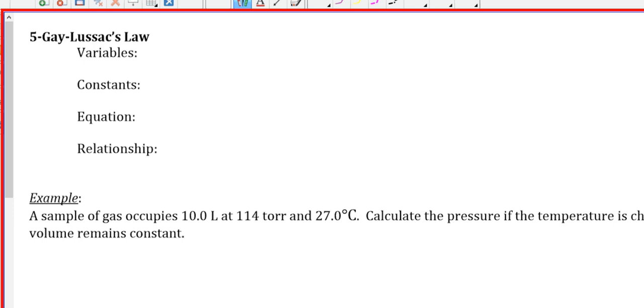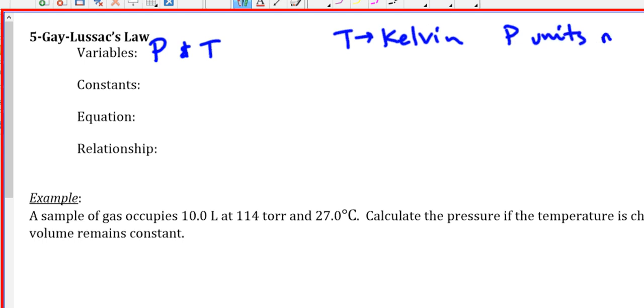This video is on the individual gas law called Gay-Lussac's law. This gas law deals with the variables of pressure and temperature. Just like in Charles' law, temperature needs to be in Kelvin, and the pressure units need to match. Meaning they both need to be torr, they both need to be millimeters mercury, etc. So you may have to do a conversion of one or the other in that case.